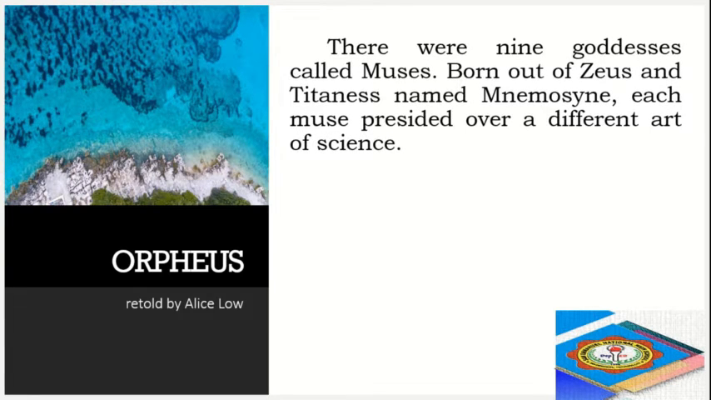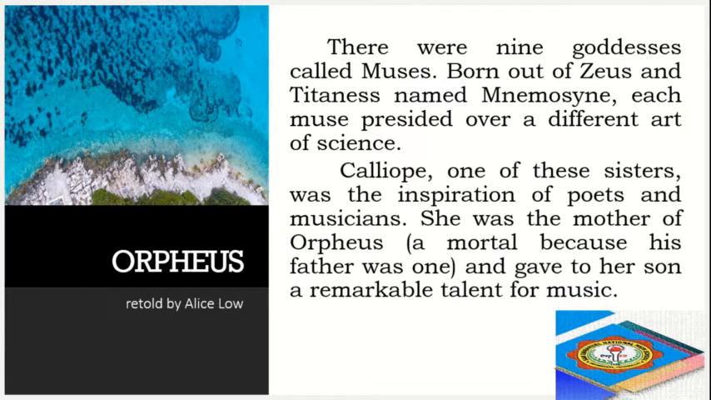There were 9 goddesses called Muses, born out of Zeus and a Titaness named Mnemosyne. Each muse presided over a different art or science. Calliope, one of these sisters, was the inspiration of poets and musicians. She was the mother of Orpheus, a mortal because his father was one, and gave her son a remarkable talent for music. And that's Orpheus.